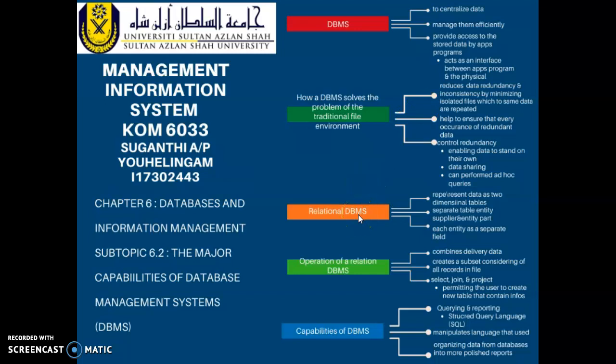Third, relational DBMS. A relational database represents data as two-dimensional tables called relations. A table may be referred to as a file. Each table contains data on the entity and its attributes.